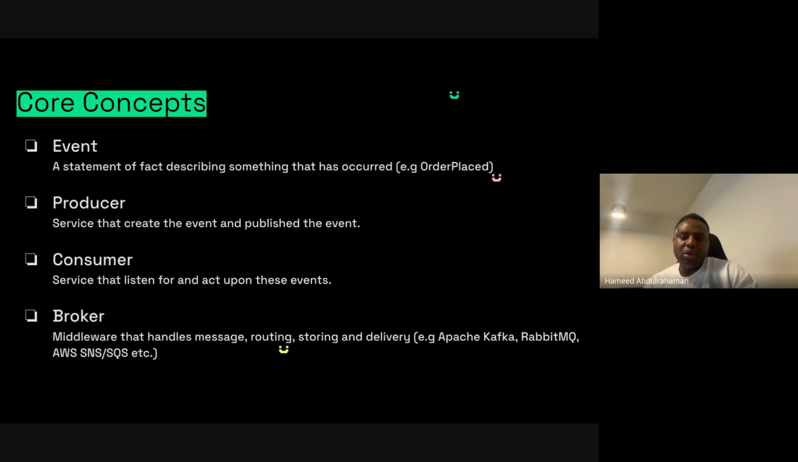So let's talk about the actual mechanism used for this event-driven messaging. They are called brokers. These brokers are the middleware that handle the messaging, routing, storing, and delivery of these event messages. A very prominent example is Apache Kafka, which is well known in the industry. We also have AWS SNS, and RabbitMQ, and the one from Google, Pub/Sub, which are all well known for handling this event communication within our services.